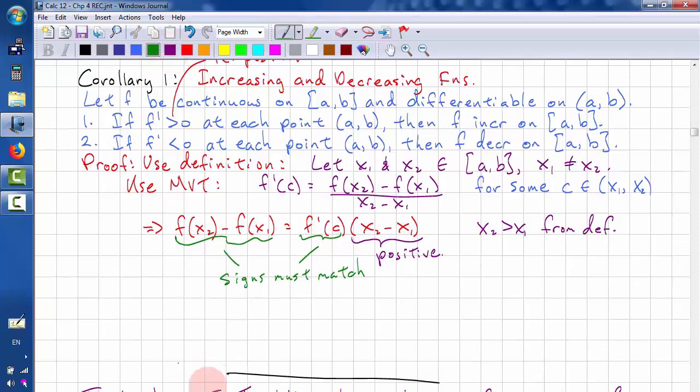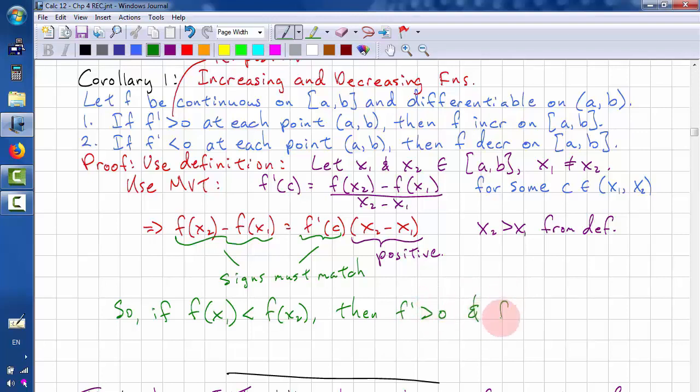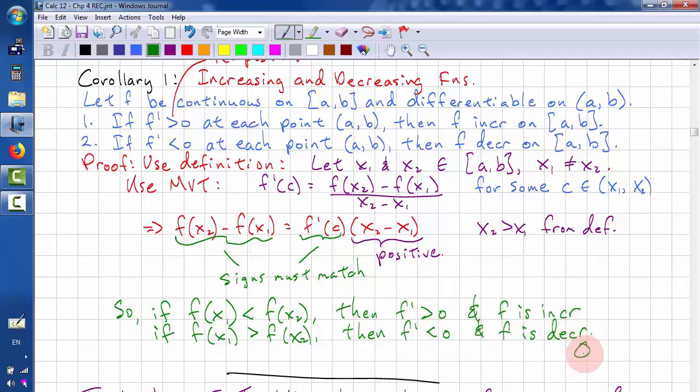And now we can write our conclusion. So, if f of x1 is less than f of x2, then the derivative must be positive, and f is increasing. Similarly, if f of x1 is greater than f of x2, then the derivative is negative and f is decreasing. And QED. Quod erat demonstrandum.